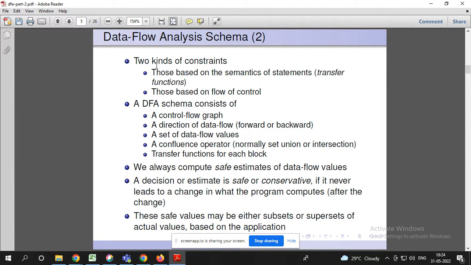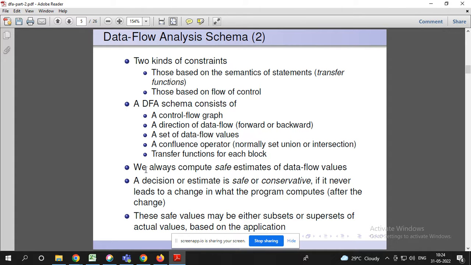Before that, there are two kinds of constraints. One is based on the transfer function: the semantics of statements must be preserved. The second is based on the flow of control. The data flow analysis schema consists of a control flow graph, a direction of data flow, a set of data flow values, a confluence operator, which may be a union or intersection, I will tell you later, and a transfer function of each basic block.